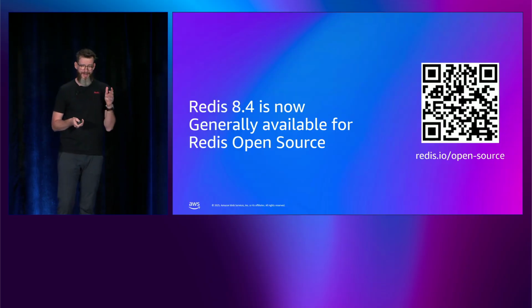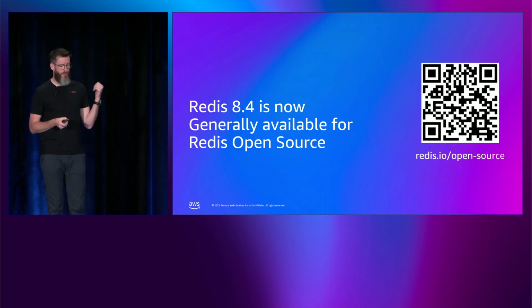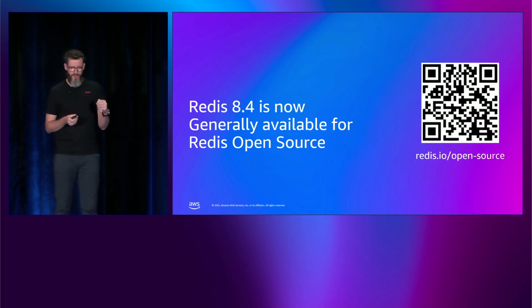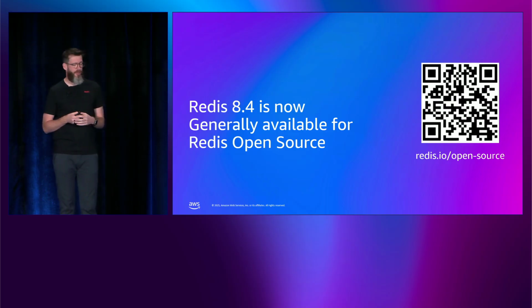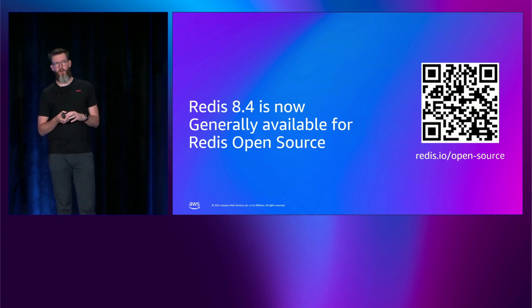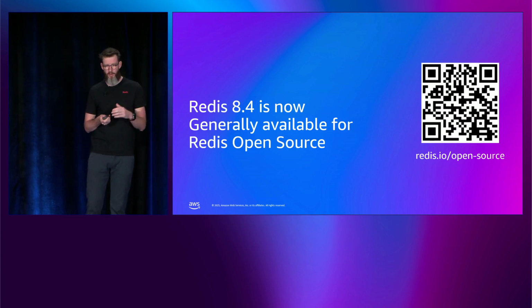There are many there. I don't want to go over the long list, but we wrote a long blog post about that with all those changes. And I'm happy to say that Redis 8.4 is now also GA, generally available for Redis open source, and it will be available early next year in our cloud and also for our enterprise on-premise customers.